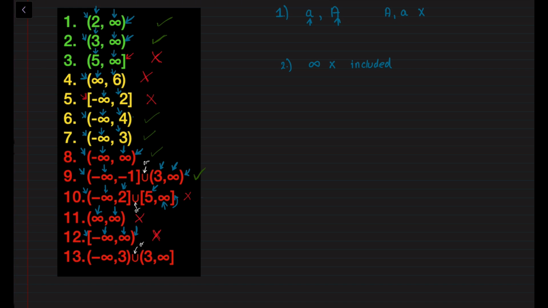And finally, for our last question, we have negative infinity, we have 3, negative infinity is excluded, 3 doesn't matter if it's excluded or included, we have 3 again, which is fine, and then we have positive infinity, but the problem is that it's included. So this thing is not correct. And here is our answer to all of these questions.